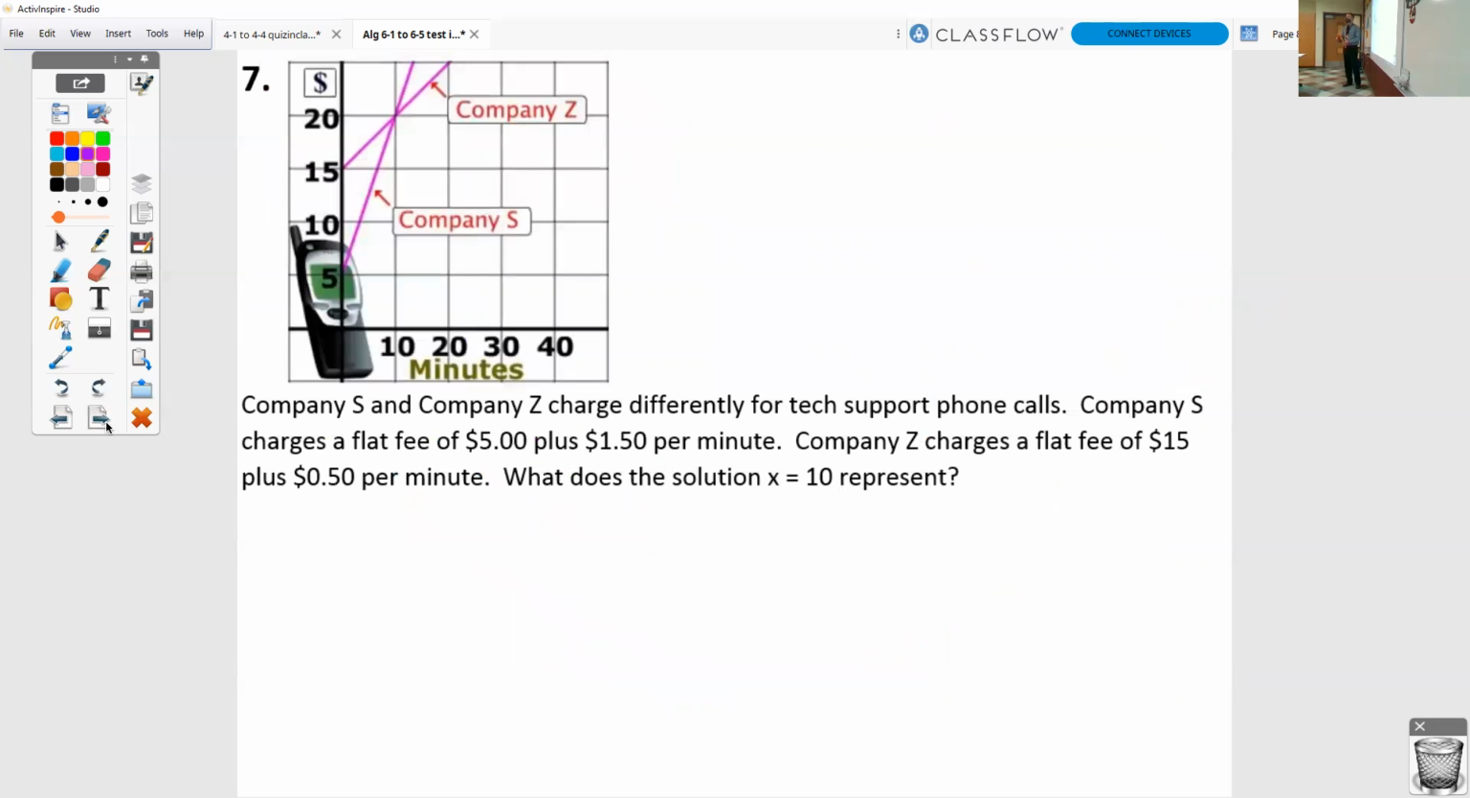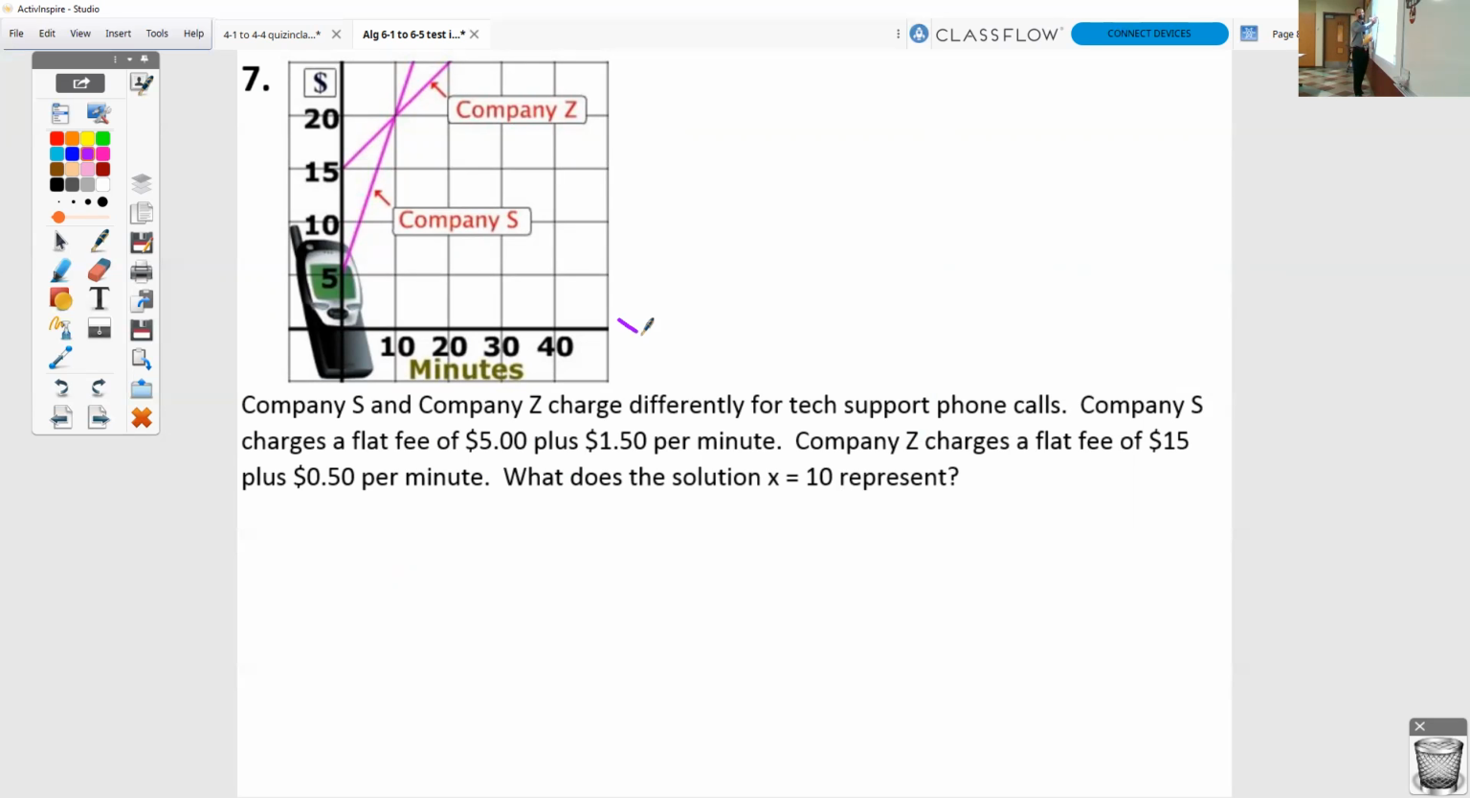In question number 7, this starts your multiple choice questions tomorrow. Company S and Company Z charge differently for tech support phone calls. Company S charges a flat fee of $5 plus $1.50 a minute. Company Z charges a flat fee of $15 plus 50 cents per minute. What does the solution x equals 10 represent?